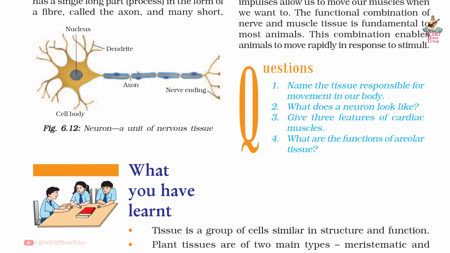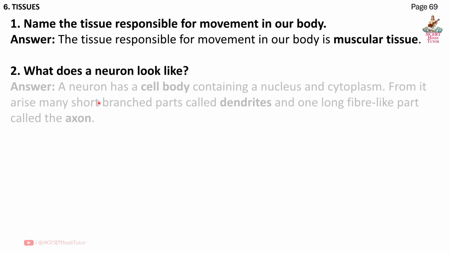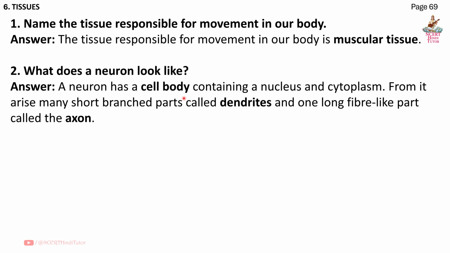Page 69, Question 1. Name the tissue responsible for movement in our body. Answer: The tissue responsible for movement in our body is muscular tissue. Question 2. What does a neuron look like? Answer: A neuron has a cell body containing a nucleus and cytoplasm. From it arise many short branched parts called dendrites and one long fiber-like part called the axon.